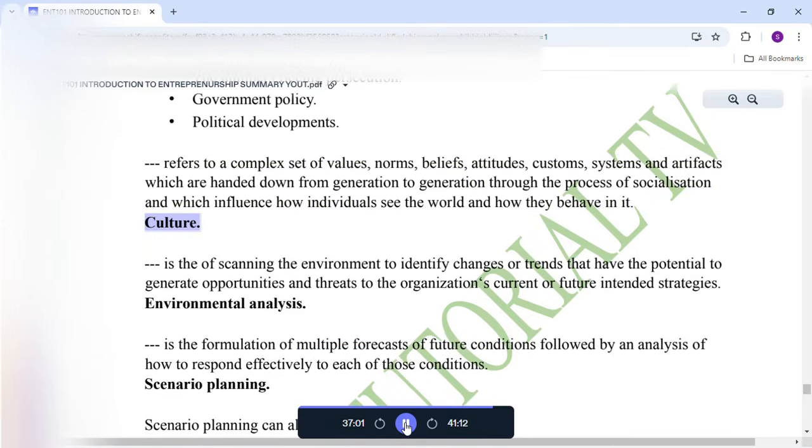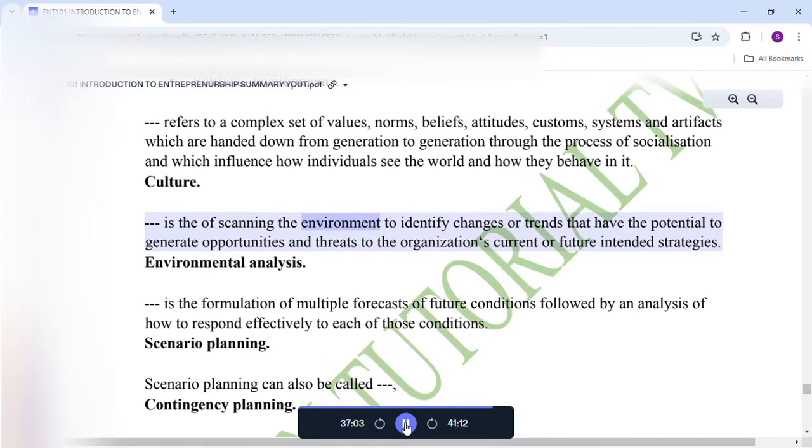Environmental analysis is the process of scanning the environment to identify changes or trends that have the potential to generate opportunities and threats to the organization's current or future intended strategies.